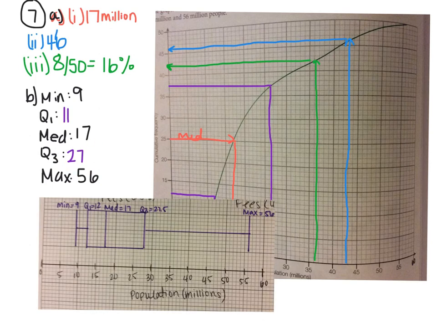Use all this to find your box-and-whisker plot. You have your minimum of 9 and your maximum of 56. Your Q1 should be 12, not 11. And then you have your median of 17 and your Q3 of 27 or 27.5.